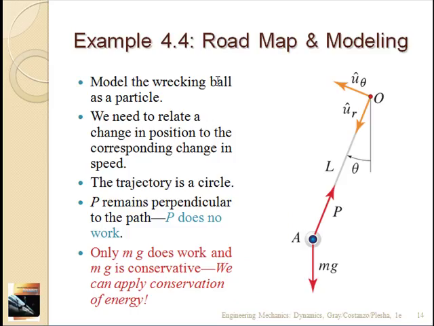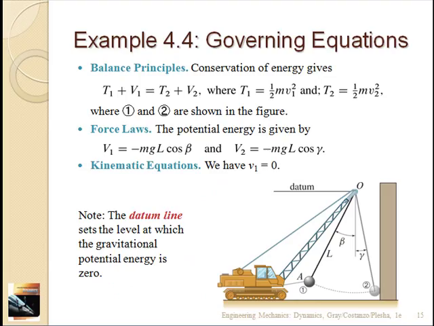All right, so we model the wrecking ball as a particle. There's a tension from the cable on the ball, but the tension always acts perpendicular to the motion. So it does no work. And so we don't have to worry about the tension in that cable as we do this problem. Okay, so that's a big benefit. So this is a conservative problem. The only potential energy we have to worry about is due to gravity, and we can just work this out.